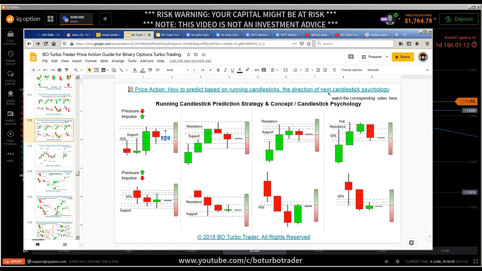And then you wait the next 30 seconds, the expiration time, whatever it is, on the higher time frame. It will be more likely that the price will move up in your direction. That is how you have to trade this.